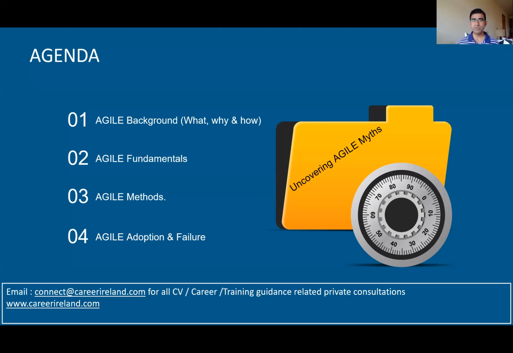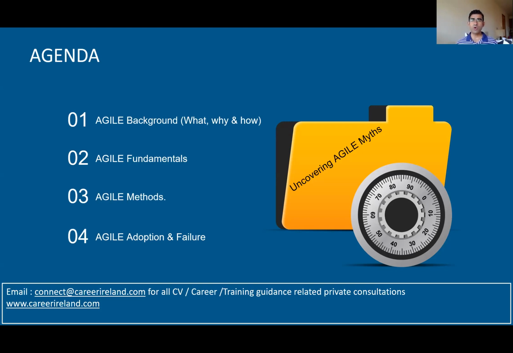People might be confused between Agile and Scrum. So we're going to talk about what is Agile, what is Scrum, what is paired programming, that's called extreme programming. And there are many other methods that we're going to talk about. And finally, in the last part, we are going to talk about Agile adoption and failure, that when we adopt Agile, what could be the benefits, but at the same time, what could be the failing points where Agile fails.